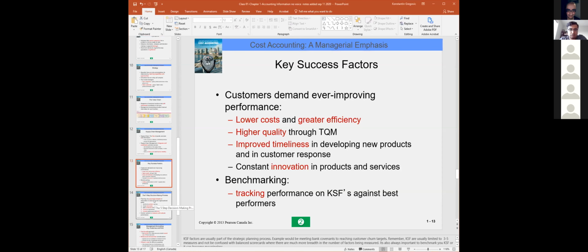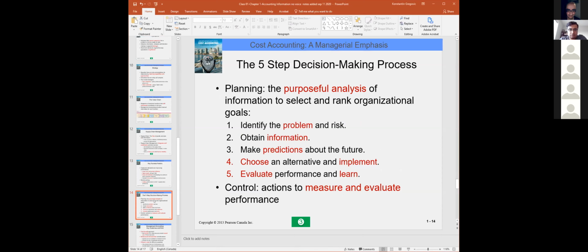Okay, let's go to the 5 steps of decision-making. Identify the problem, obtain the information, make the prediction. Usually you'll have 4 or 5 alternatives. Usually you'll crunch some numbers for those alternatives. You'll state the advantages, the disadvantages, the pros and cons. Alternatives, pros and cons, then you evaluate and you make a recommendation. So again, basic five-step decision-making process.